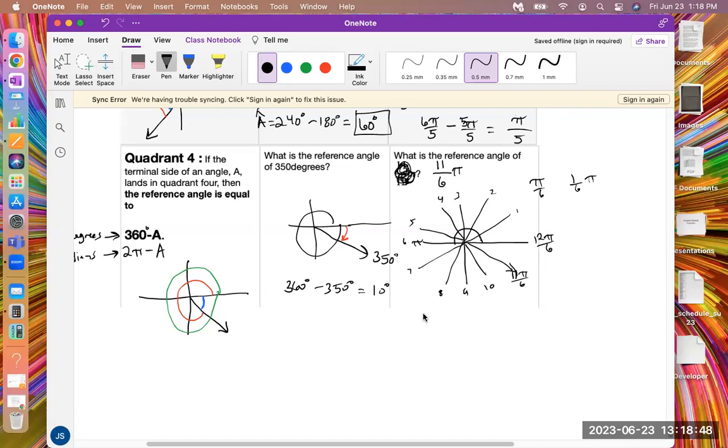And so to find the reference angle, the formula we'd have to use is 2 pi minus the angle. So 2 pi minus 11 pi over 6.